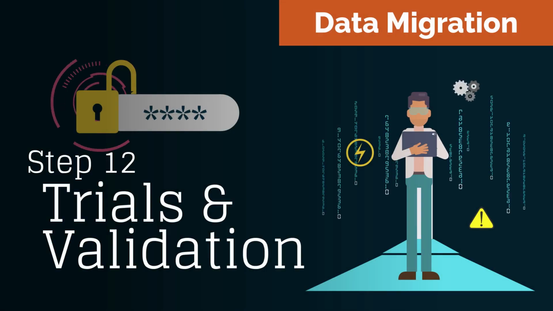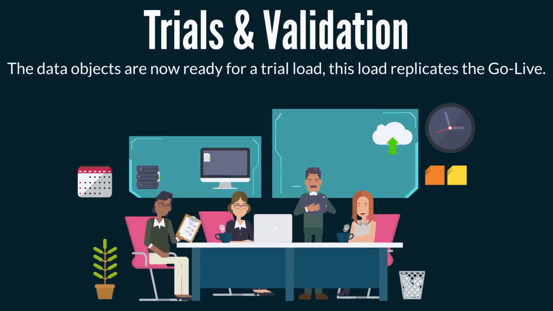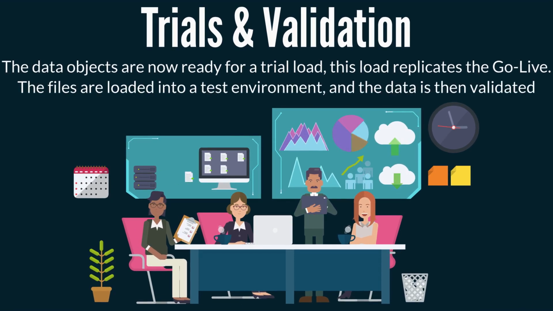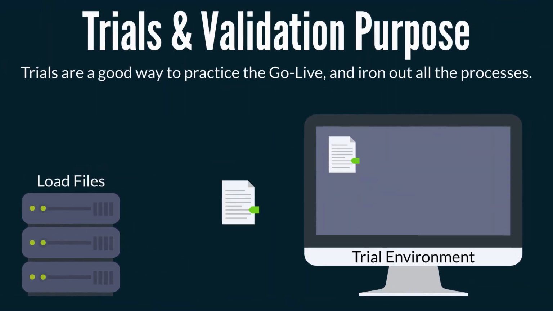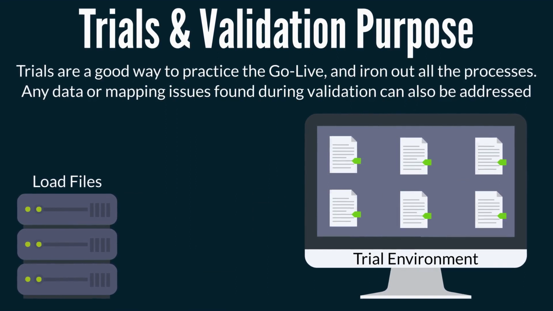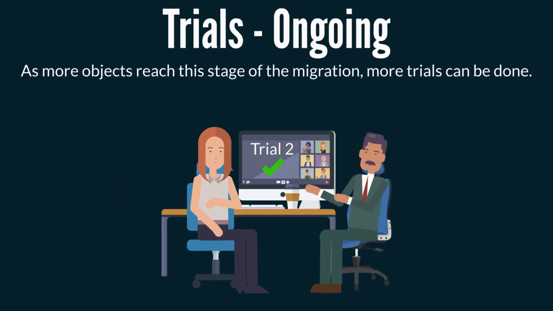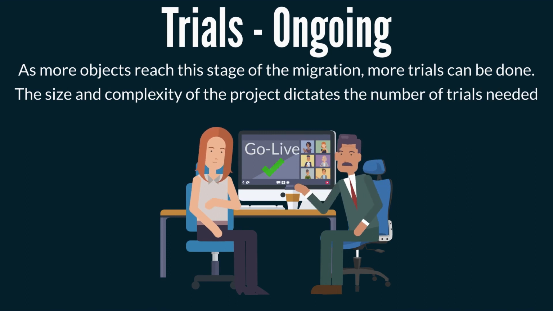Step 12, trials and validation. The data objects are now ready for a trial load. This load replicates the go live. The files are loaded into a test environment, and the data is then validated. Trials are a good way to practice the go live and iron out all the processes. Any data or mapping issues found during validation can also be addressed. As more objects reach this stage of the migration, more trials can be done. The size and complexity of the project dictates the number of trials needed.